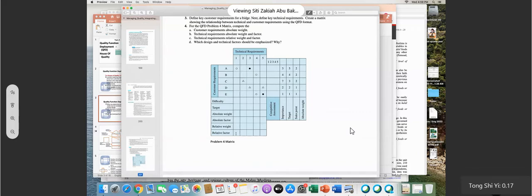0.17, right? Number 2, technical requirement 2, 0.08, okay? Number 3, 0.52 or 0.53. Number 4, 0.19. Number 5, okay, 0.025 or 0.03, right. Okay, that answers question 4, A, B, C, D.